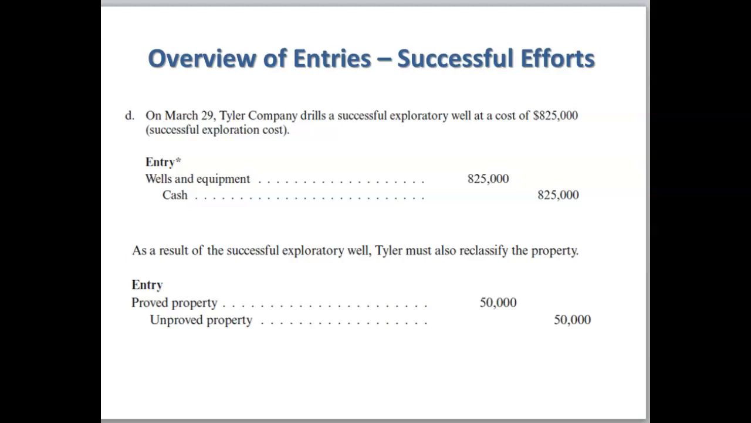On March 29th, Tyler Company drills a successful exploratory well at a cost of $825,000. With successful efforts, an exploratory well that's successful is going to be capitalized. So we would debit wells and equipment and we would credit cash. In addition, because the well was considered successful, we can reclassify our acquisition costs. So we would take the $50,000, we would debit proved property, and we're going to credit unproved property.